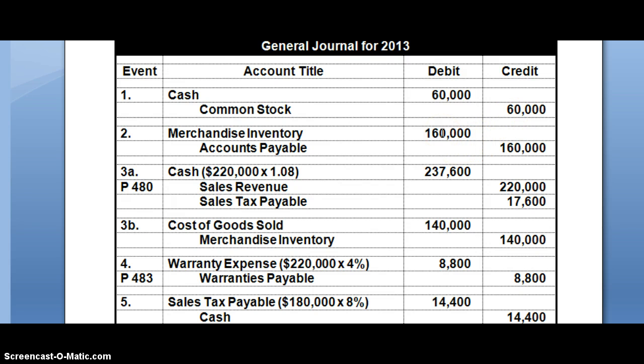You buy $160,000 of merchandise inventory on account. It's an asset. This is a liability because you haven't paid for it yet. This is page 480. You want to follow that. You collect $237,600. $220,000 times 8% sales tax. Sales tax payable is the liability, and you book that as a revenue.